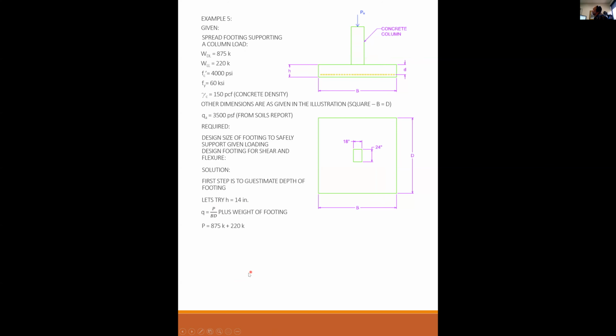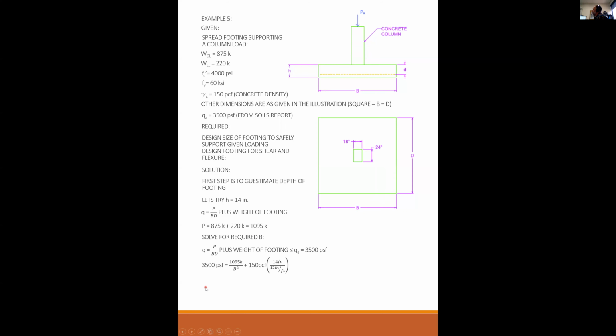So I have 875 plus 220 is 1095. That's the kips load coming down through the column. I solve for required B. So Q is equal to P over A plus weight of footing, less than or equal to 3,500 PSF.